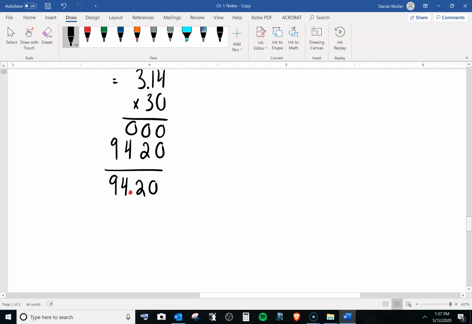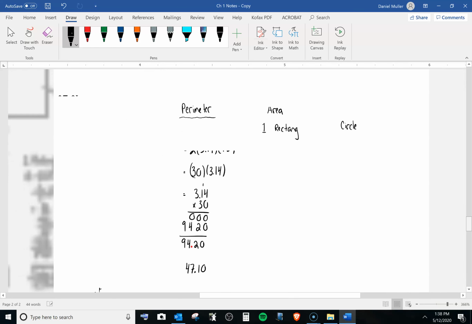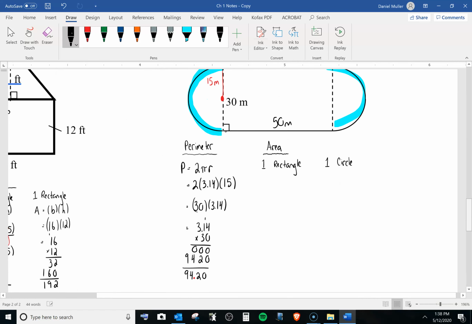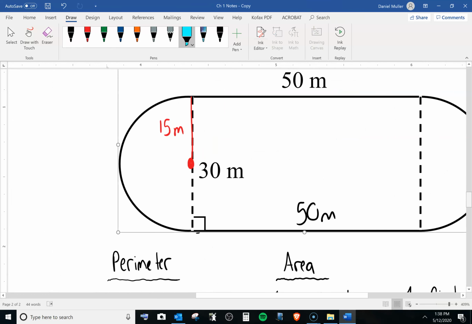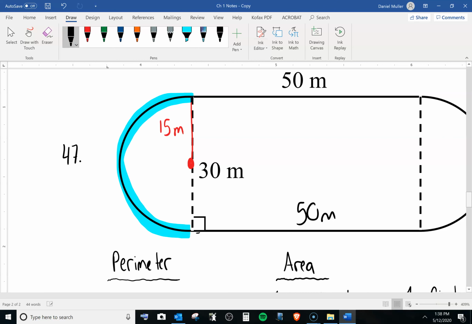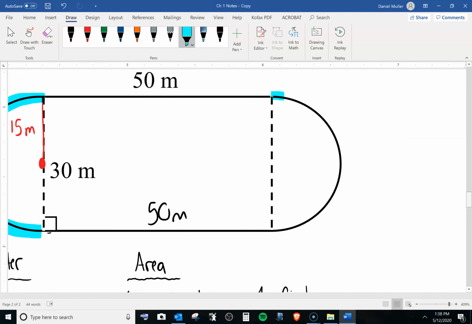Now, I would have to cut that in half. Half of 90 is 45, and half of 4 is 2. So 45 and 2 is 47. Half of 94 is 47, and half of 20 is 10. So 47.10. And the reason I did that, we don't need to, but we can label it. I'll draw it again. I just erased it, but this half would be the 47.10 meters. And then this half over here would be the other 47.10 meters.